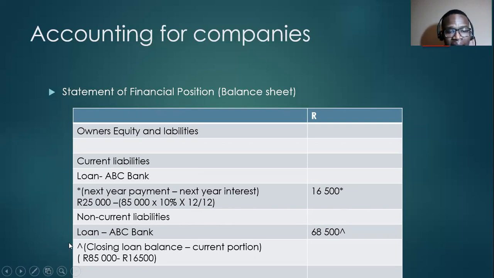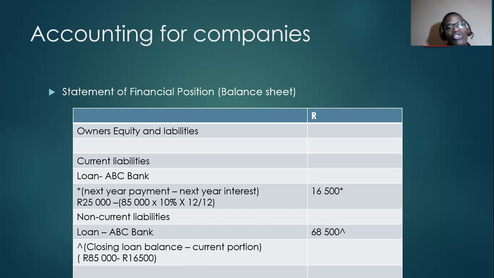Then your non-current liability is just your closing loan balance minus the current portion. Then it's going to be 85,000 minus 16,500. Then 68,500 plus 16,500 is still your loan account of 85,000, right?